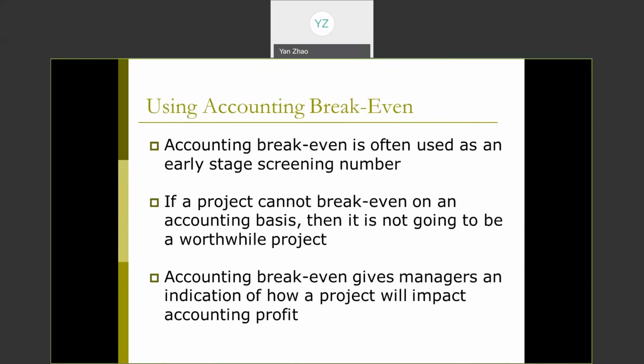So the accounting break-even point is often used as the very early stage screening number because at least the investors want to see some positive number in the net income, right? If the project cannot even break even on the accounting basis, don't even bother. It's not going to be a worthwhile project.